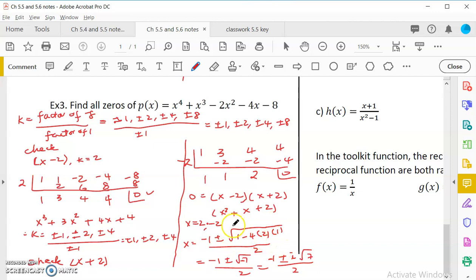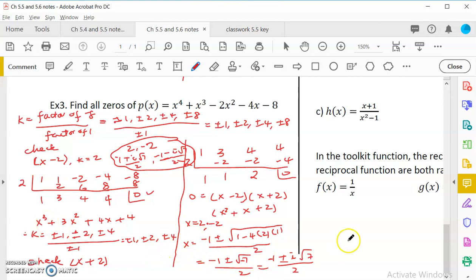So including everything, what are all the zeros? The zeros are, not enough space, maybe put it here in the middle. The zeros are 2, -2, and also -1 plus i root 7 over 2, -1 minus i root 7 over 2. So that's the answer. So sometimes you have to do it 2 times. After you get the quotient, if it is not a quadratic, then you do one more time.